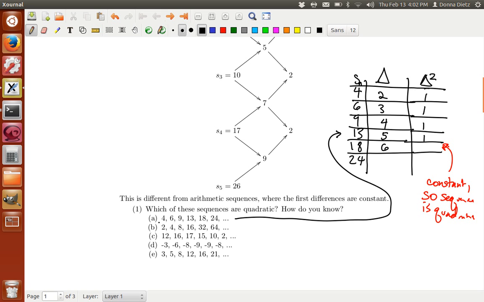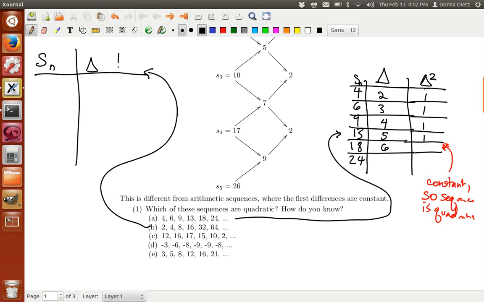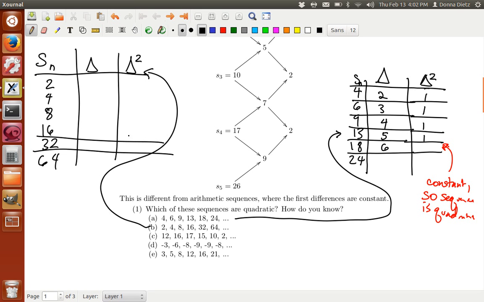All right, let's try this one. 2, 4, 8, 16, 32, 64. So let's take a look at it. Let's look at our Sn, look at our delta, and look at our delta squared. Okay, 2, 4, 8, 16, 32, 64. Okay, so what's the difference between 4 and 2? Oh, that's 2. What's the difference between 8 and 4? That's 4. What's the difference between 16 and 8? It's 8, then 32 and 16.